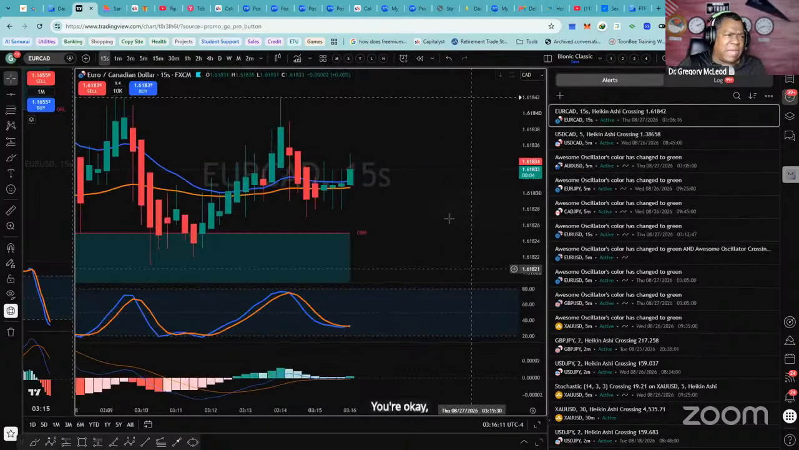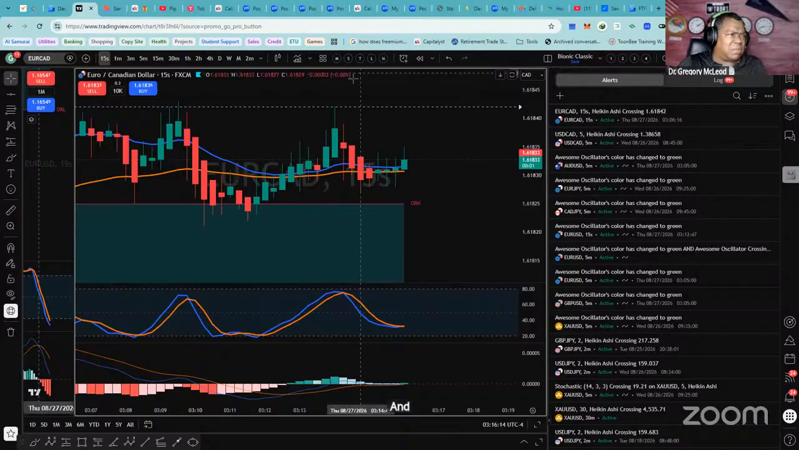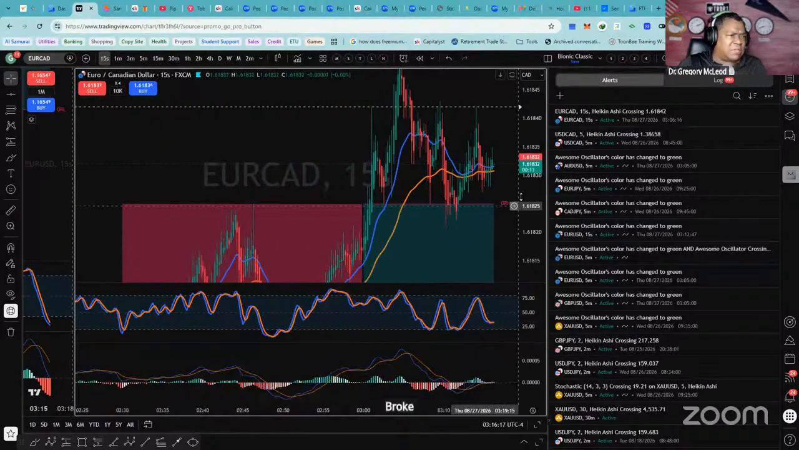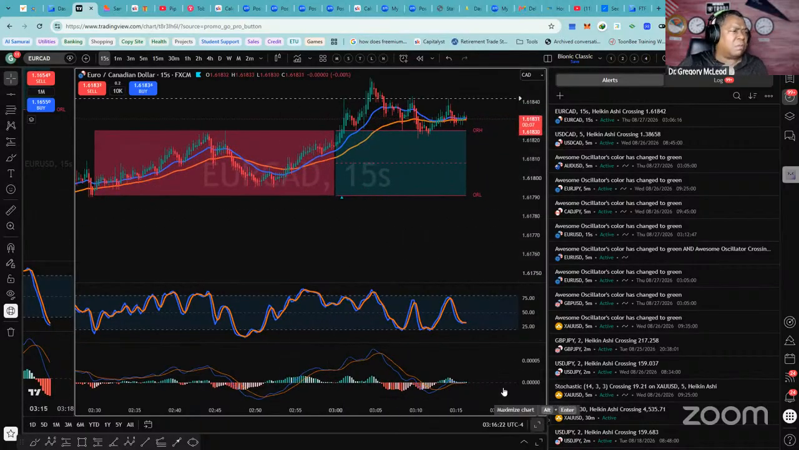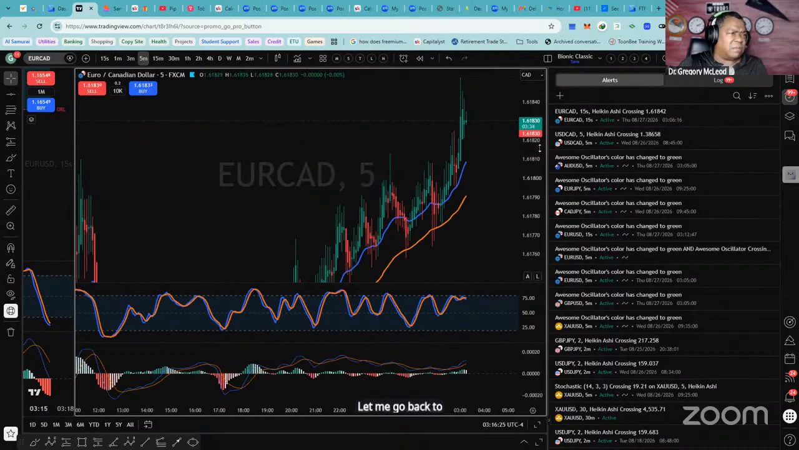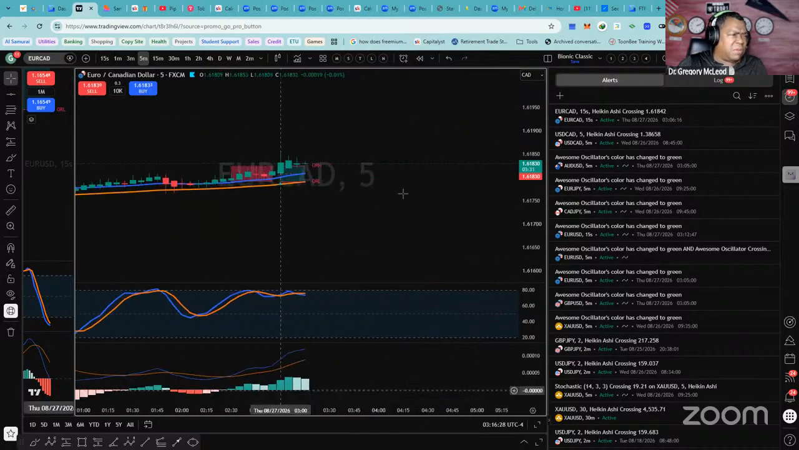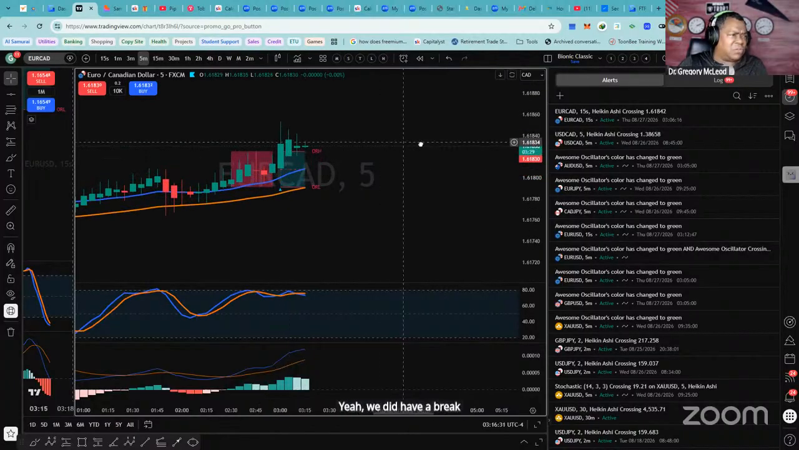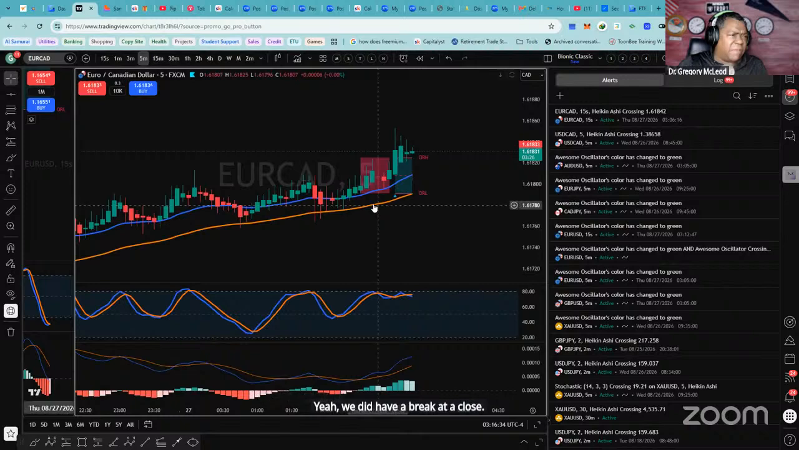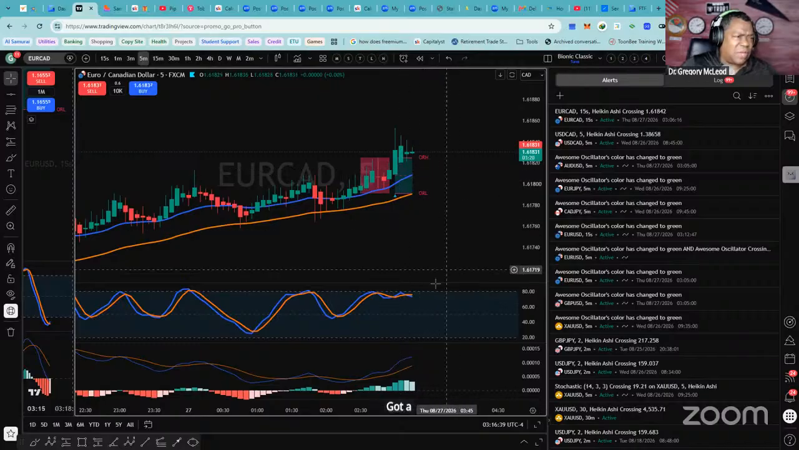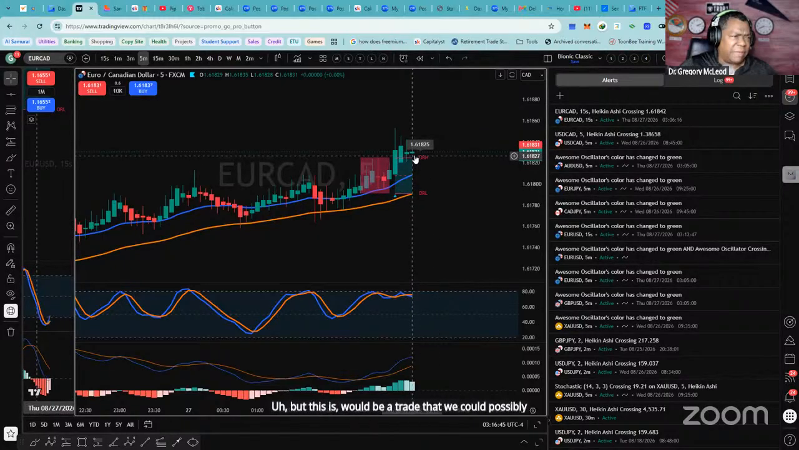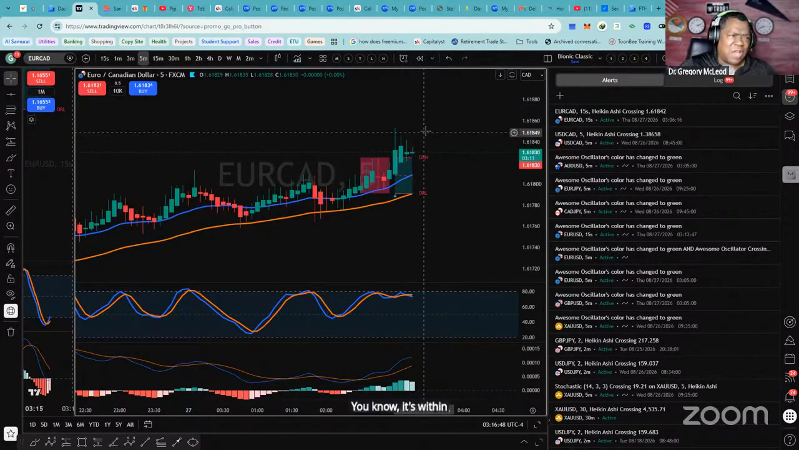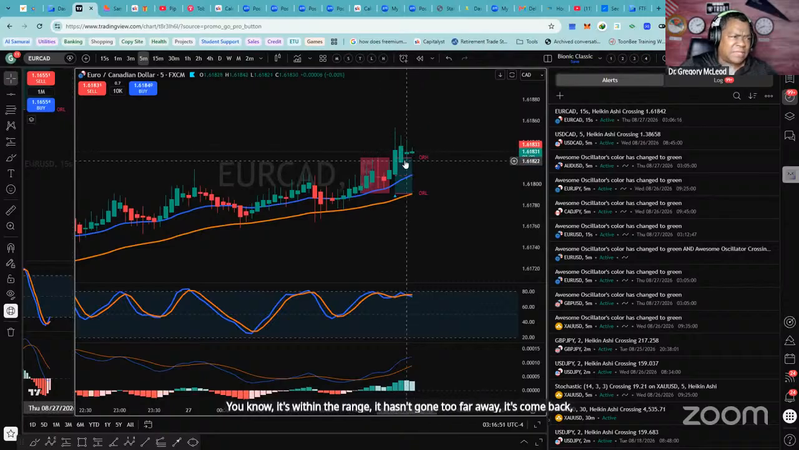EuroCAD, let's take a look at EuroCAD. And EuroCAD actually broke out of the box. Let me go back to 5 minute. Yeah, we did have a break and a close out of the box, the moving averages are stacked on top of each other. Got a lot of wicks though. But this would be a trade that we could possibly get behind. It's within the range. It hasn't gone too far away. It's come back. It tested the box and bounced.